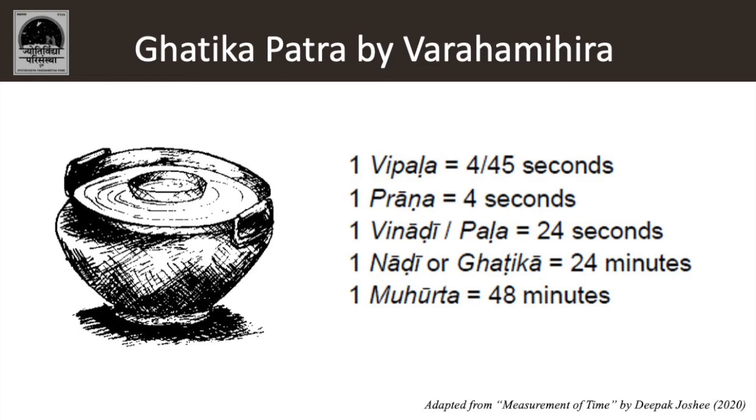Muhurta simply measures a time period of 48 minutes, and Ghatika measures a time period of 24 minutes. And this can help you to determine the time of the ritual. Since in ancient times Vedic rituals were considered to be of utmost importance, they were yajnas. So in order to determine the time of the yajna, there had to be a certain instrument which could help you to count the time, and that was Ghatika Patra.